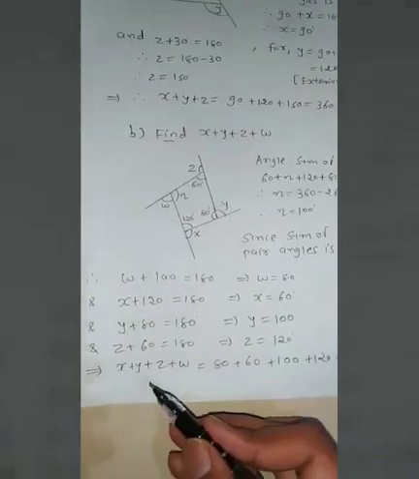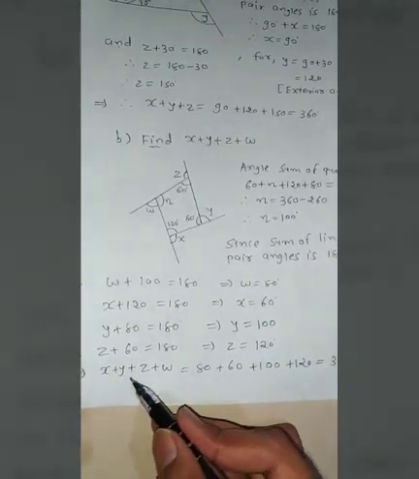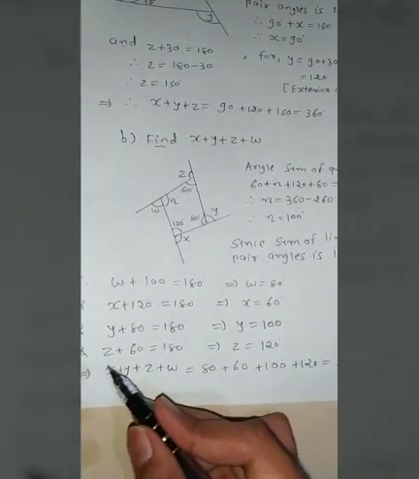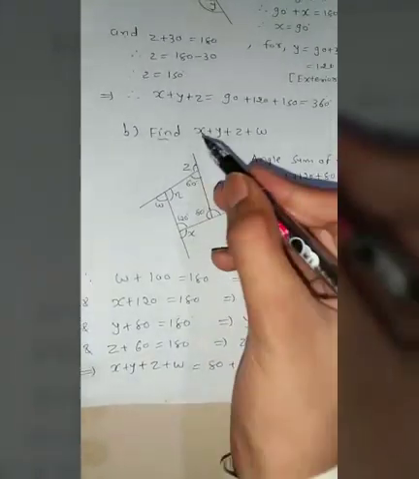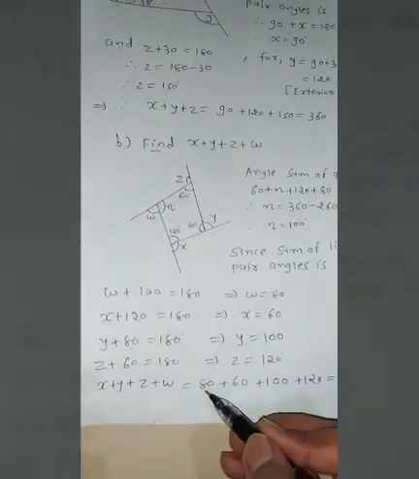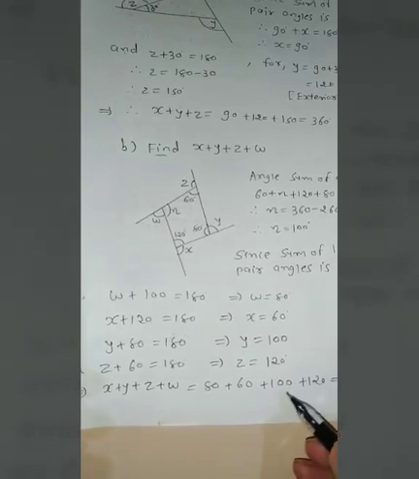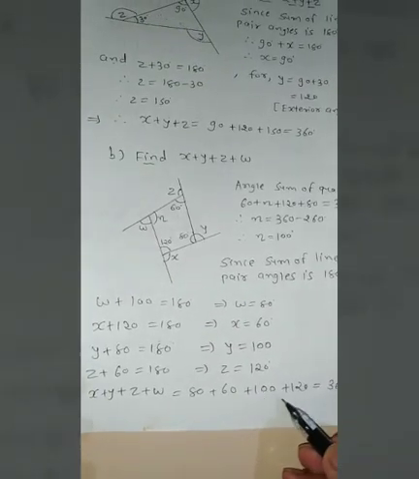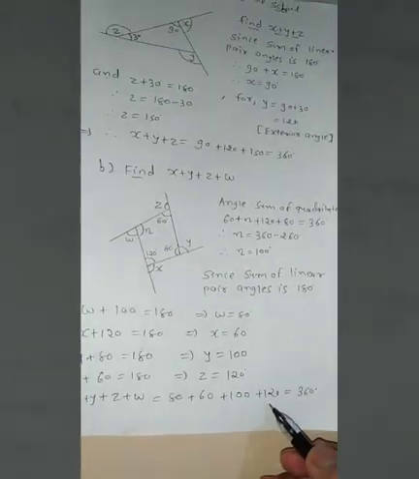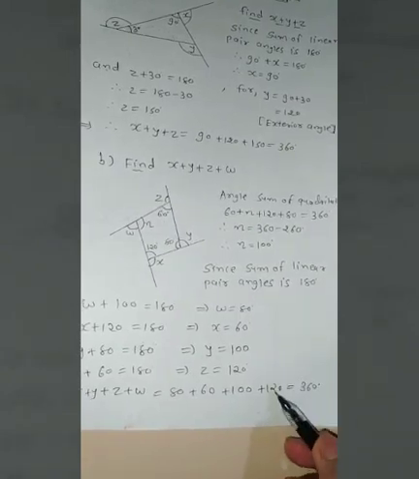Let's put the values of x, y, z, w in this equation, which is our answer. So x is equal to 80, y is equal to 60, z is equal to 100 and w is equal to 120. It gives 360.